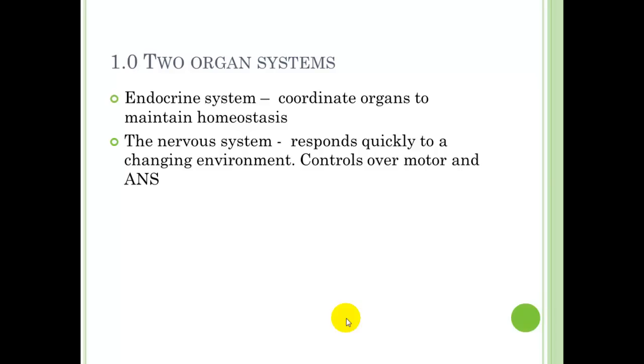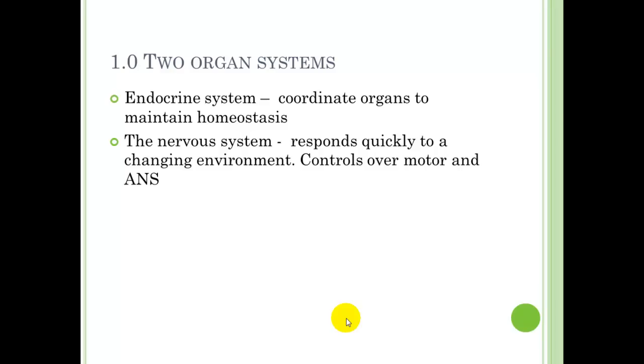1.0, two organ systems, and the two organ systems we're going to talk about here are the nervous system and the endocrine system. And they're pretty much an integral part of one another. The endocrine system pretty much coordinates the organs in the body to maintain homeostasis, and the nervous system pretty much quickly responds to a changing environment. So this has control over motor and the autonomic nervous system, or the ANS.